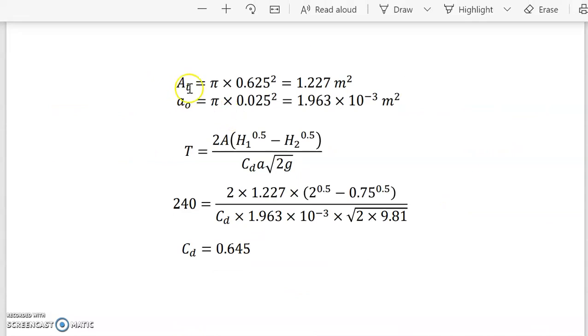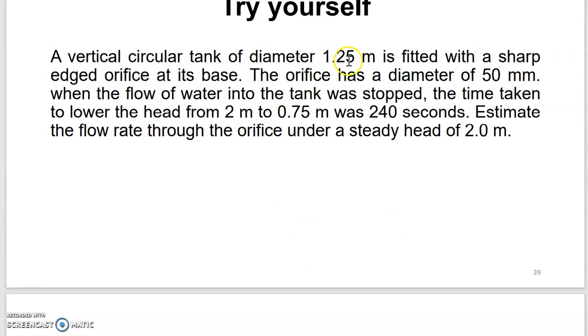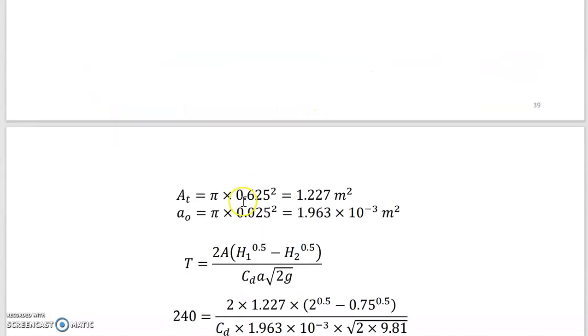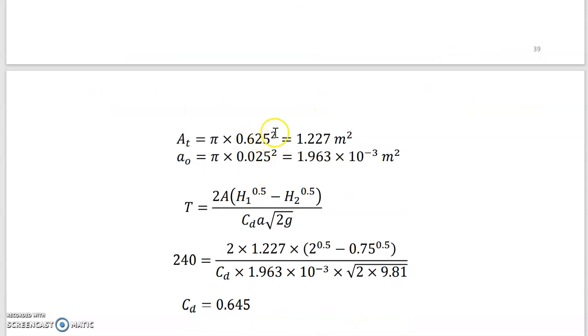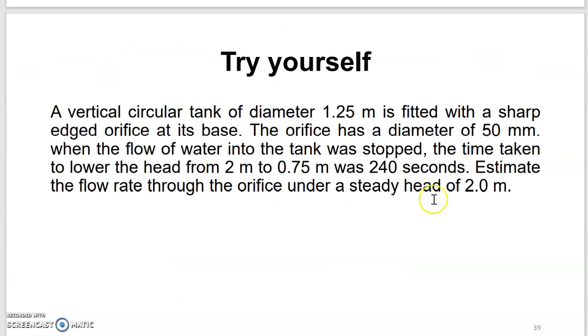So now we have the area of the tank is pi d squared over 4, that is, d is the diameter 1.25 divided by 2, so you have 0.625 squared. Okay, so we have the area of the tank is 1.227 meter squared. And then to calculate the area of the orifice, that is pi d squared, we have 1.963 times 10 to the negative 3 meter squared.